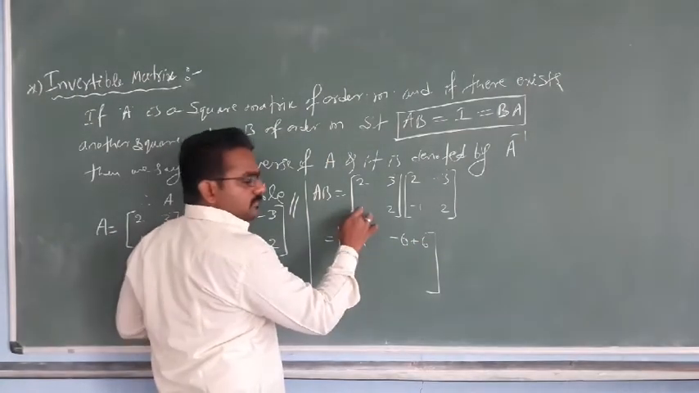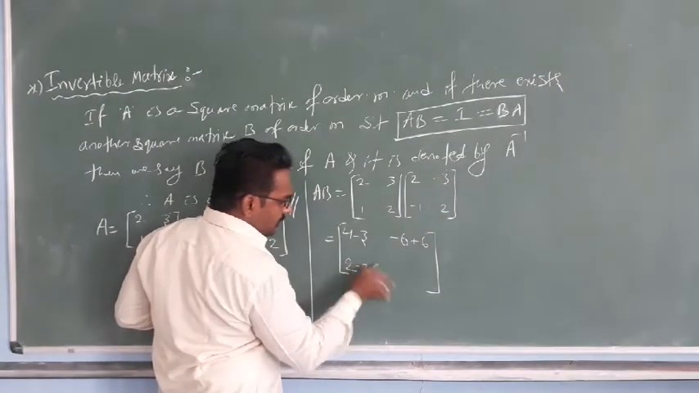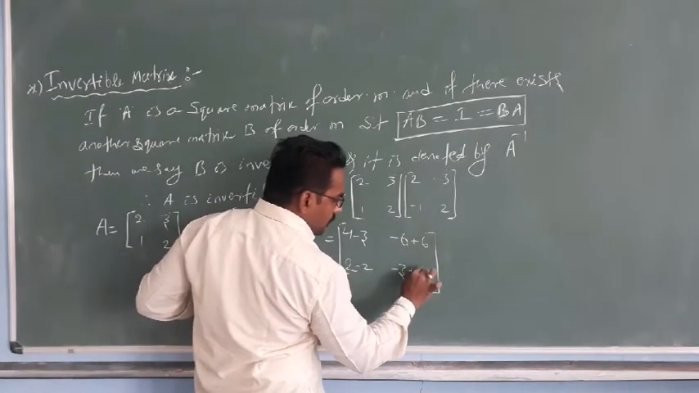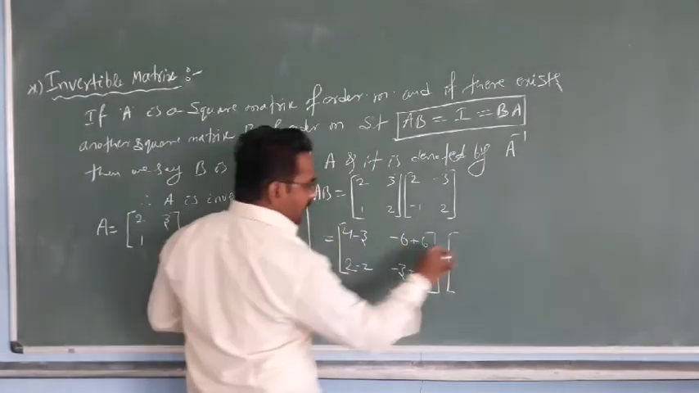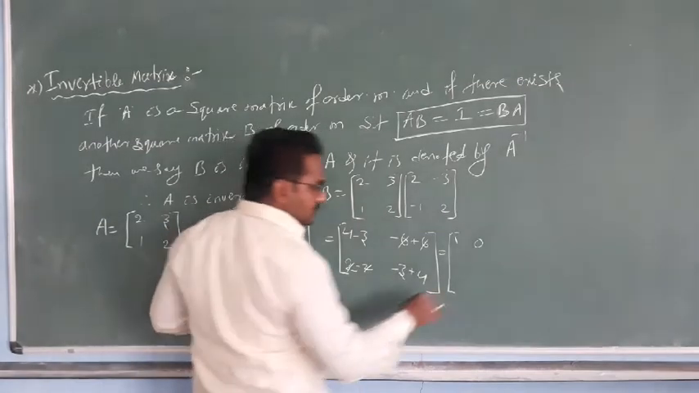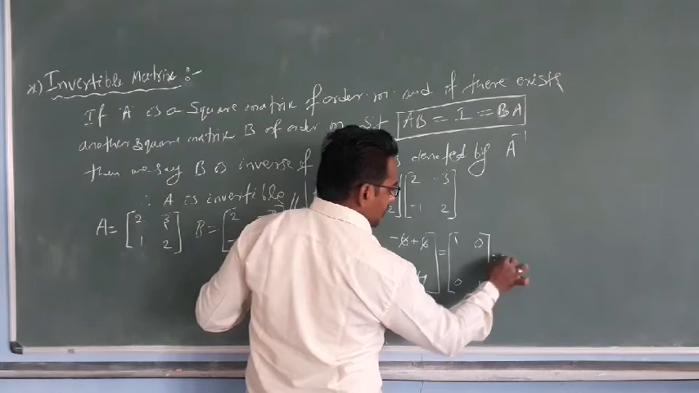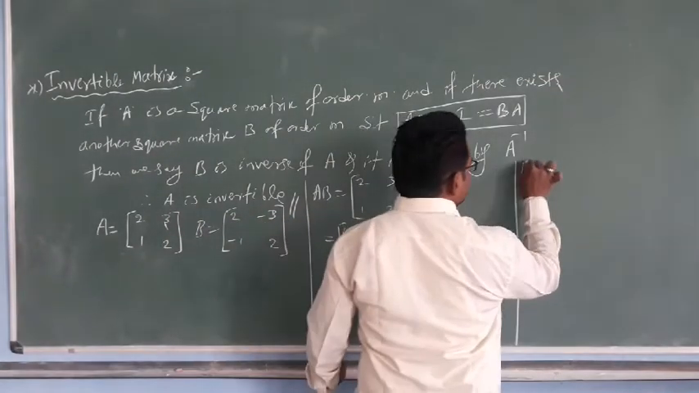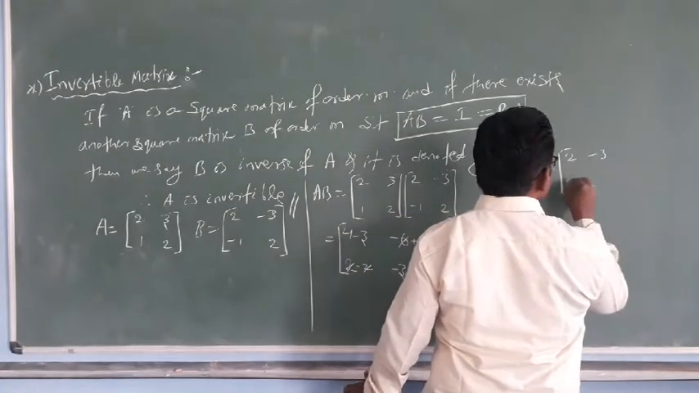Second row, first column, 1 into 2, 2. 2 into minus 1, minus 2. 1 into minus 3, minus 3. 2 into 2, 4. So what does it come to, friends? 4 minus 3, 1. 6 minus 6, 0. 2 minus 2, 0. Minus 3 plus 4, 1. So which is the identity matrix. So we got AB. Then is it possible to obtain BA? Let us check once.